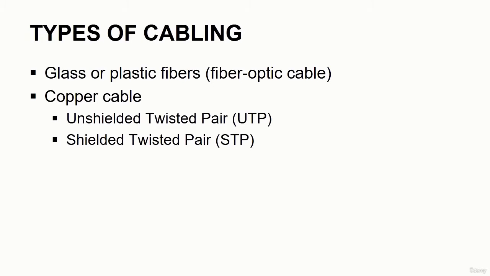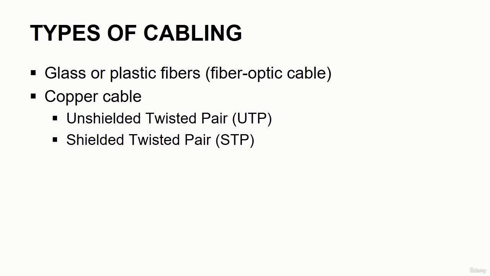Now, one of the first decisions a network designer must make is what type of cable is most appropriate. There are two major categories of cable: fiber optic cable or copper cable. Actually, some cables also use aluminum instead of copper in their core, but for purposes of this video, I'll use just the term copper cable to refer to all metal core cable. So we have fiber optic cabling and we have copper cabling.